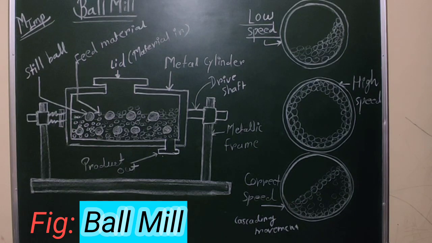So impact occurs when the balls are lifted by the rotating mill, then dropped onto the material to be ground. The force of impact breaks the material into small pieces, and attrition also occurs. It occurs when the balls rub against each other, with the material to be ground in between.